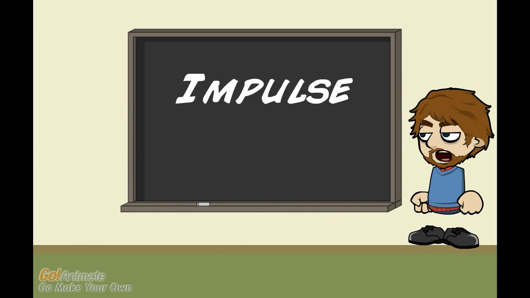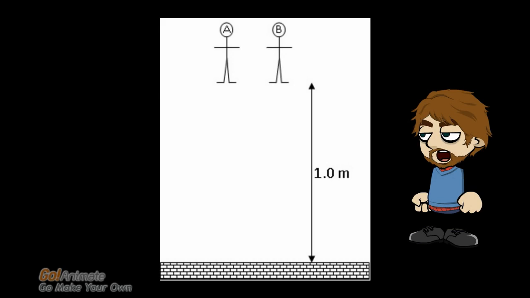The topic for today's physics video is impulse. In order to explain this concept, we're going to look at an example of two identical objects falling side by side. Suppose that two identical people step off of a platform that is 1 meter above the ground. It might look like this.